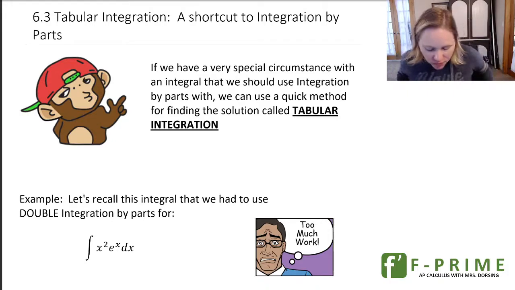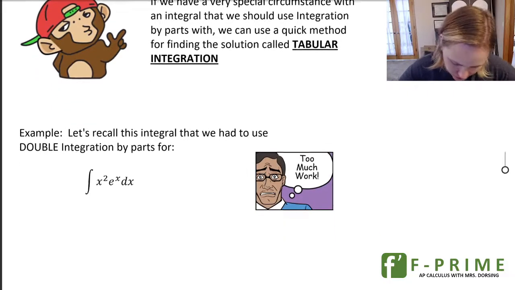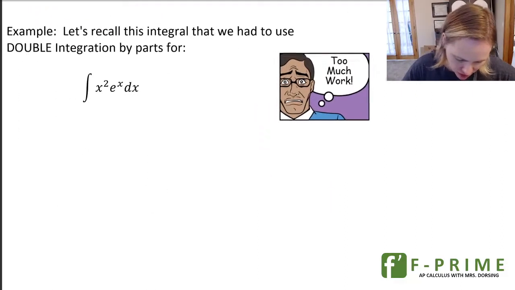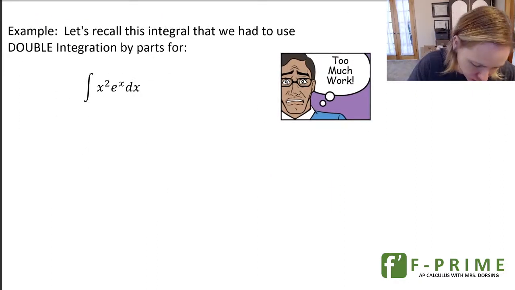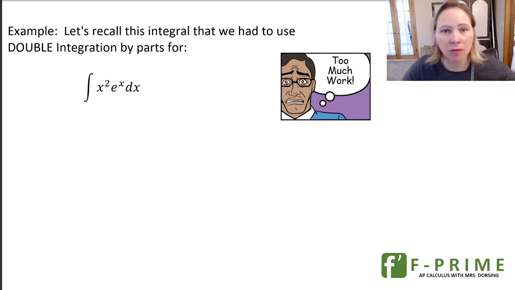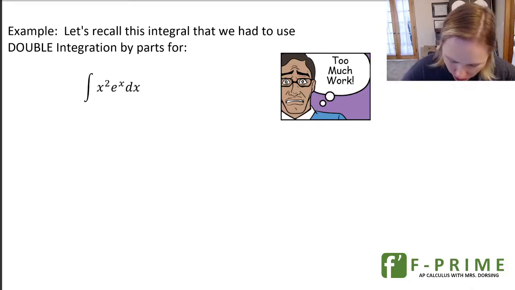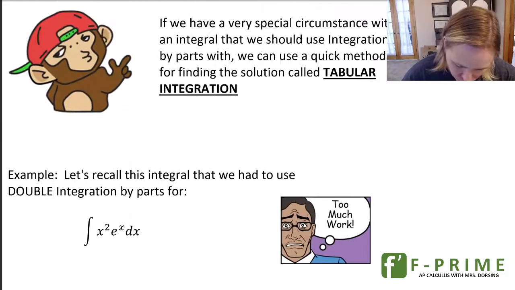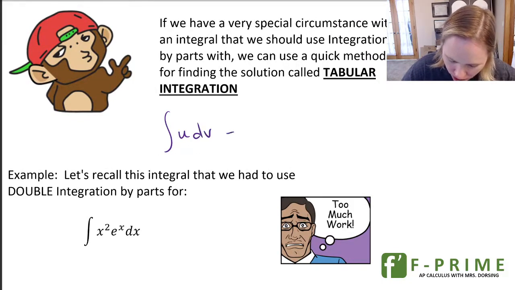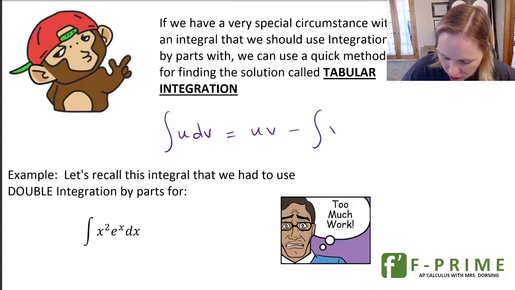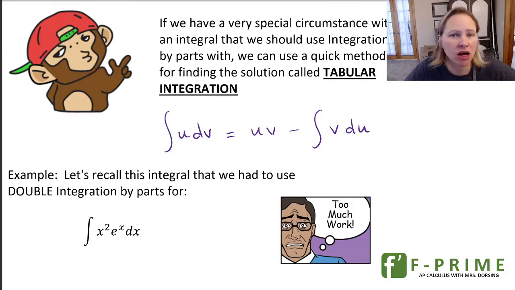Taking a look at this, in part one, here's how we approached it. We said that we're going to use this formula, integration by parts, which says that when I have the integral of u dv and I integrate it, my result will be uv minus the integral of v du. And we said that we choose u based on this acronym, LIPET.